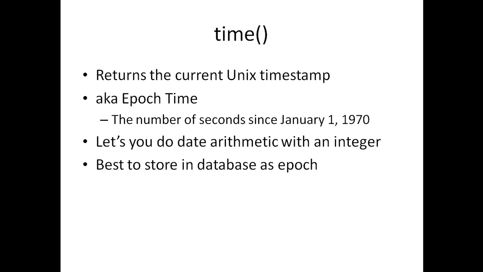Alright, so we're going to dive right into the functions here. The time function returns the current Unix timestamp. Basically it returns the epoch time, which is the number of seconds since January 1st, 1970. So keep in mind this always returns the Unix epoch time. If you're running PHP on Windows, you're still going to get the number of seconds since January 1st, 1970.